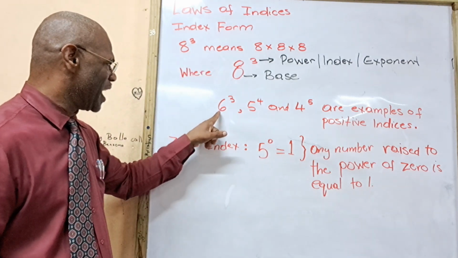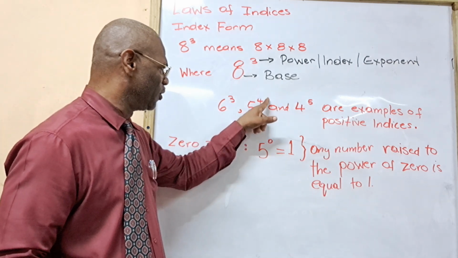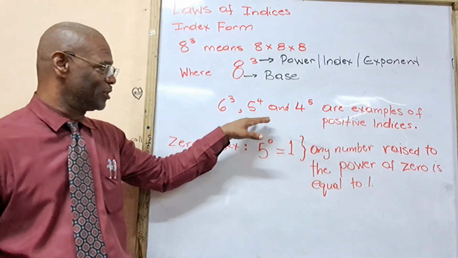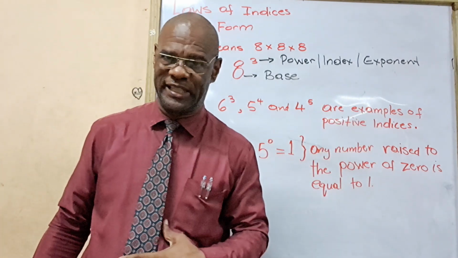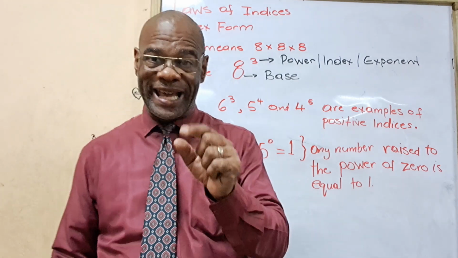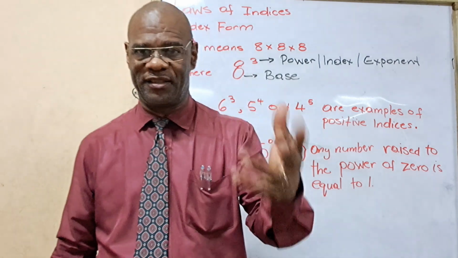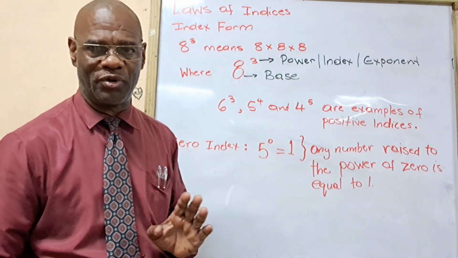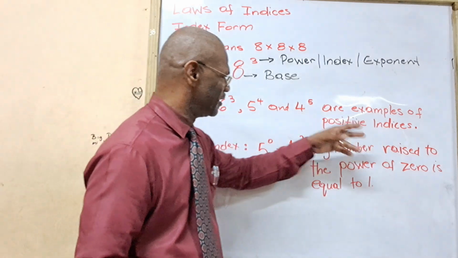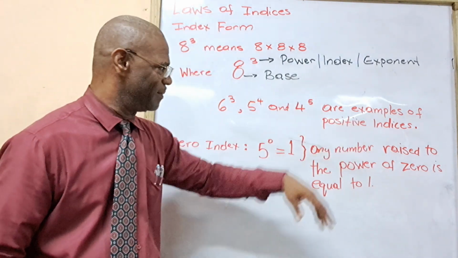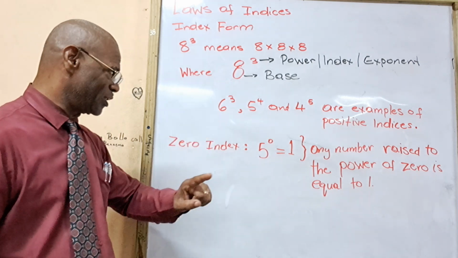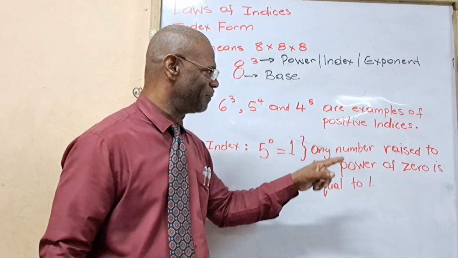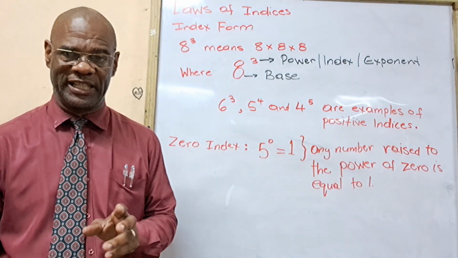Now, let's say we have 6 to the third power, 5 to the fourth power, and 4 to the fifth power. They are all examples of what we call positive indices. Index is singular and indices is plural, so that's why we say indices, because we have more than one of them.